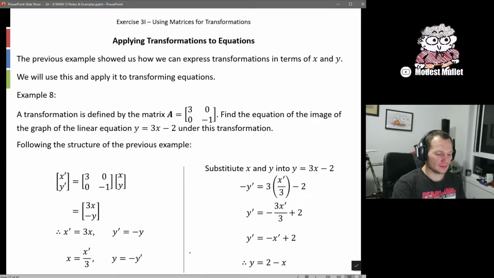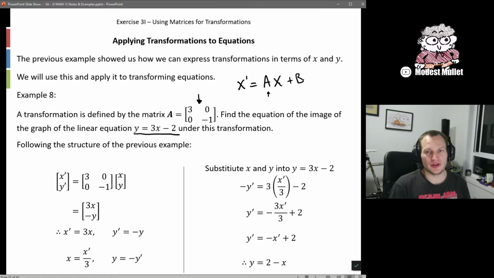So let's get going. Previously, we were applying a transformation like this to a coordinate. This time, though, we're going to apply this transformation matrix to y equals 3x minus 2. Now, the same system still applies. Our new x is going to be equal to some form of transformation matrix applied to our old x, and then sometimes we might plus b, or sometimes we call it c, which is our translation. But the A is a 2x2 matrix, and that's what we're dealing with at the moment.